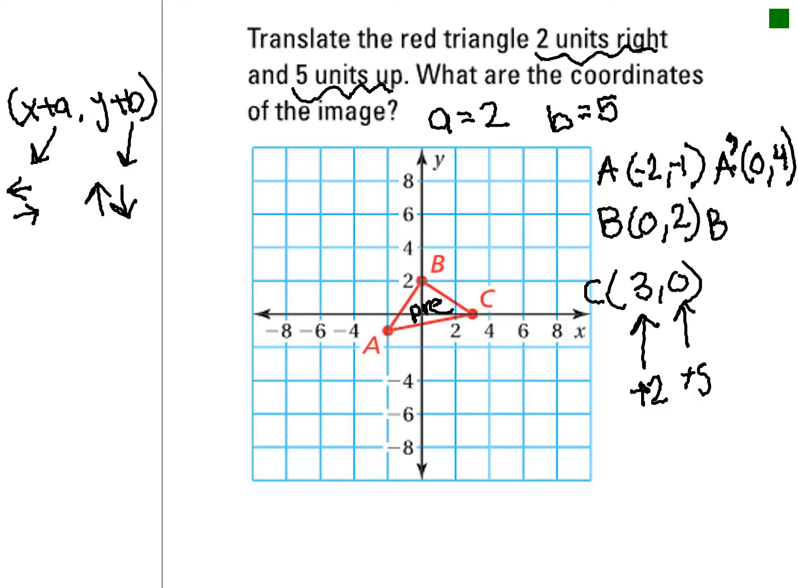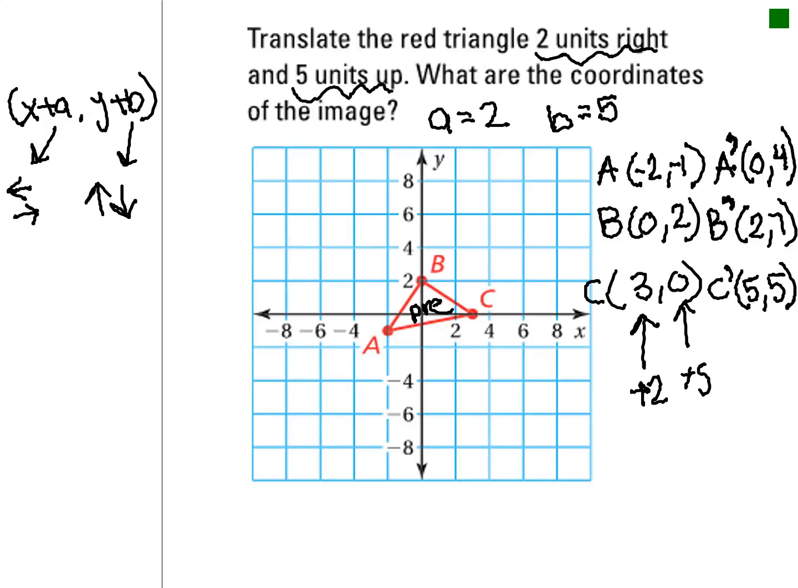Our image for B, so B apostrophe, is 0 plus 2 is 2, 2 plus 5 is 7. And C's image is 3 plus 2 is 5, and 0 plus 5 is 5.